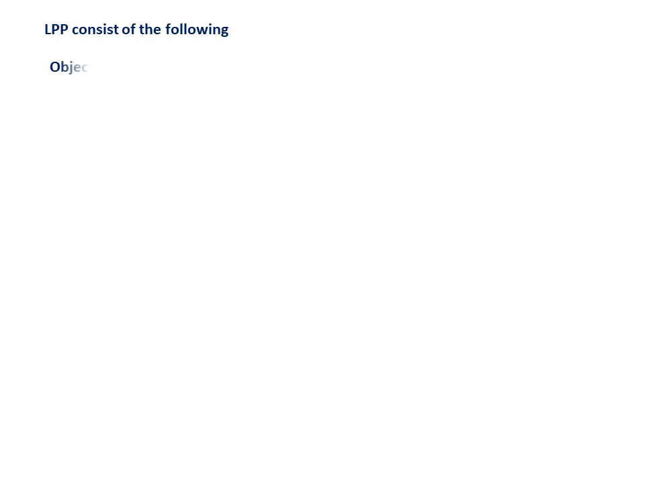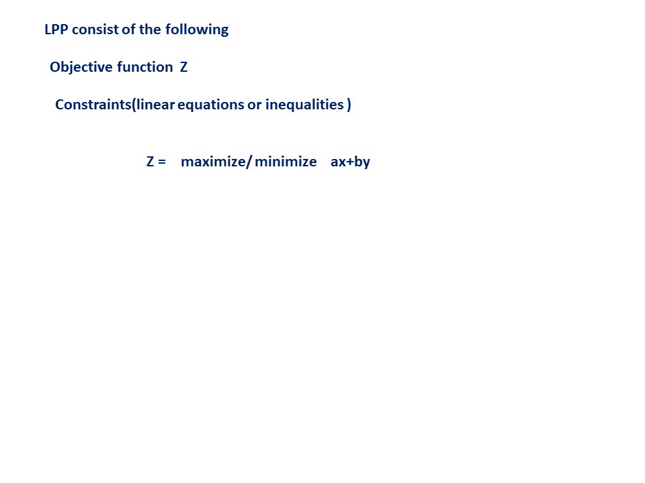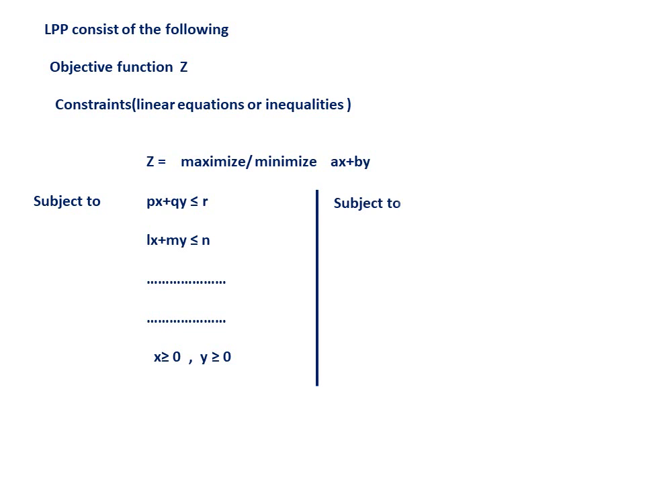Now LPP consists of the following. Once again, let me just sum up. The structure is like this: objective function z, then constraints. For example, you can write: maximize or minimize z equal to ax plus by, then subject to, for example, linear inequalities of any number. Of course, last you have to write x more than or equal to 0, y more than or equal to 0. It can be less than or equal to, or it can be more than or equal to also. Sometimes it can be a combination also. Some of the linear constraints may be inequalities involving less than or equal to, and some may be more than or equal to. So this is the structure of the LPP.